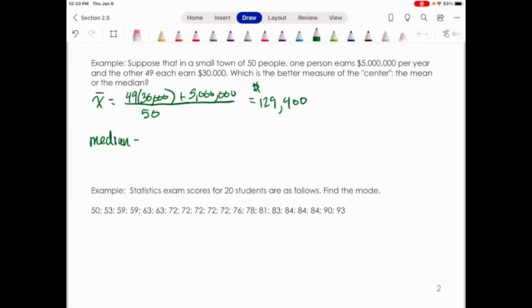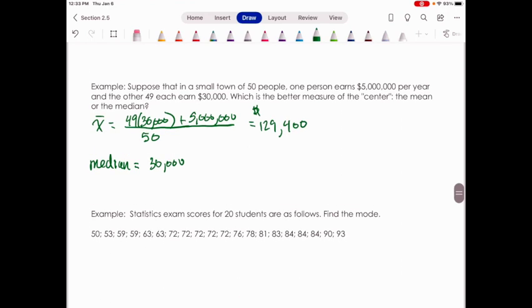If I look at the median, which is that center value when we order it from smallest to largest, we're going to get 30,000, right? Because we're going to have 30,000, 30,000, 30,000, 49 times in a row. And then at the very end, we add on that 5 million. That's the highest value. So the middle value is going to be 30,000.